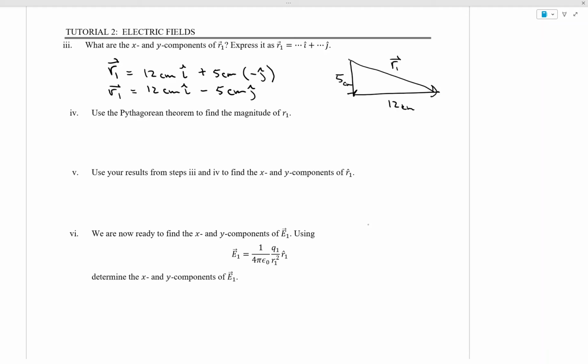And then we use the Pythagorean theorem to find the magnitude of r1. It's just a triangle, right? So the magnitude of r1 is the square root of x squared plus y squared. You'll notice these numbers are picked so that this is convenient. The square root of 5 squared plus 12 squared gives us a nice whole number, 13.